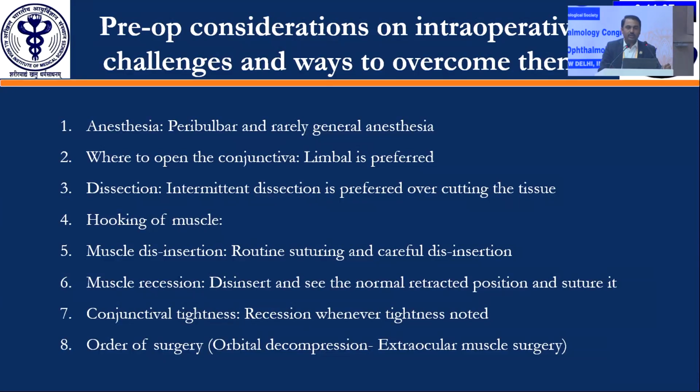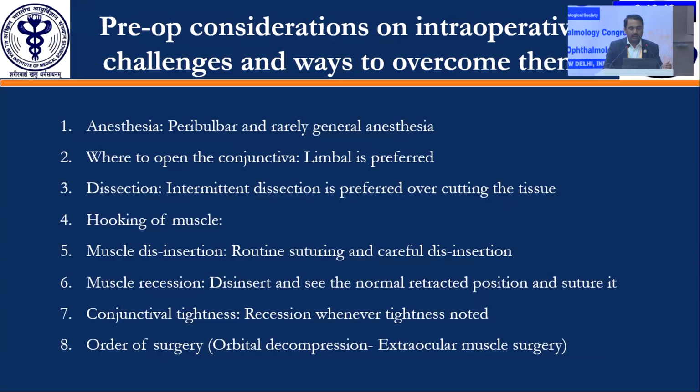So we prefer a limbal incision, because when you do a forced duction test on the table, you will see that the conjunctiva will be severely tight and the muscle is going to be severely tight. In those cases, there is no point in giving a fornix incision, because you won't be able to pass your muscle hooks and you won't be able to retrieve the muscle. So in those cases, try to give a relaxing limbal incision.